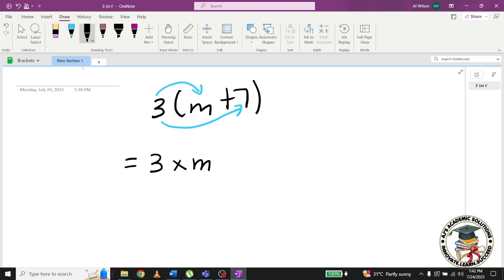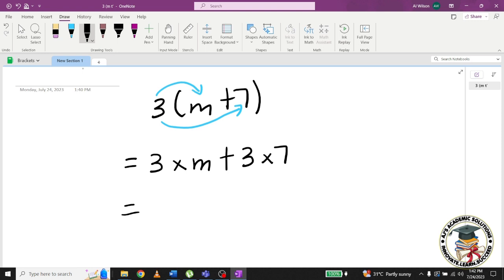Now we're going to maintain our sign in this case, but as you go forward you'll see some changes on how you can actually approach this question. But once everything is with an addition sign, or one we'd say positive, it's all okay. So we're going to put our addition sign, and then we have 3 times 7. So notice I have two arrows. The 3 multiplies m, and then the 3 multiplies 7.